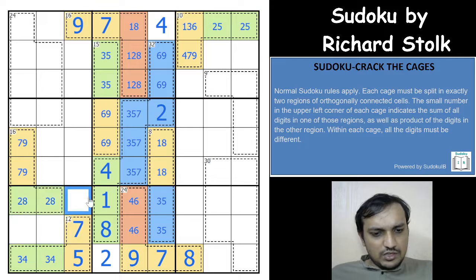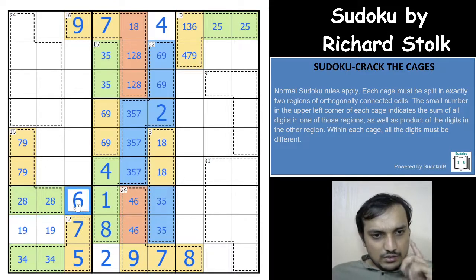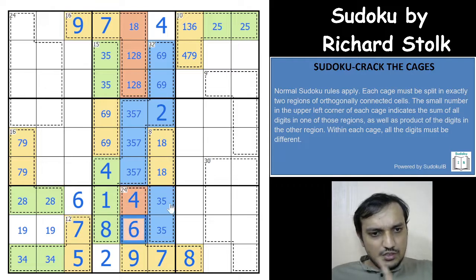1, 9 and 6, right? So this would have to be 6. These two digits are 1 and 9. That 6 gives you a 4 and 6 here. And these two digits would have to be 1 and 6. Awesome. That is awesome.